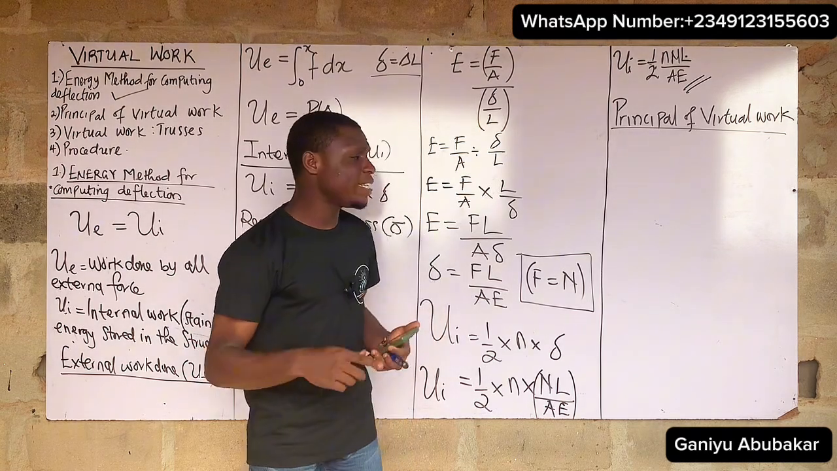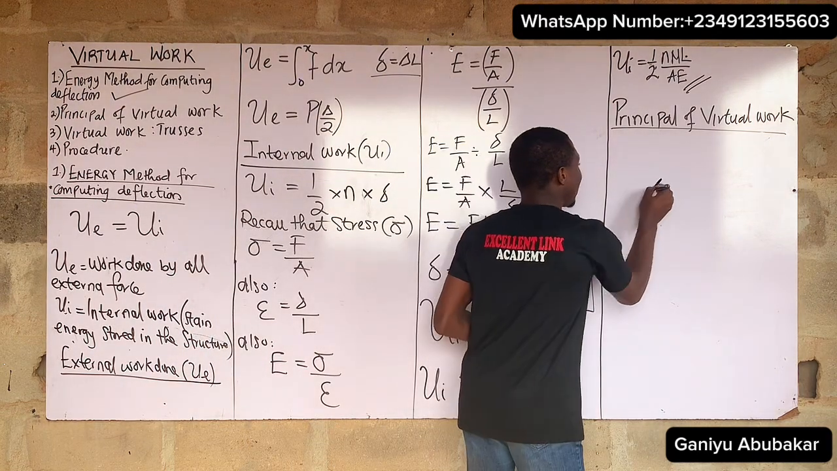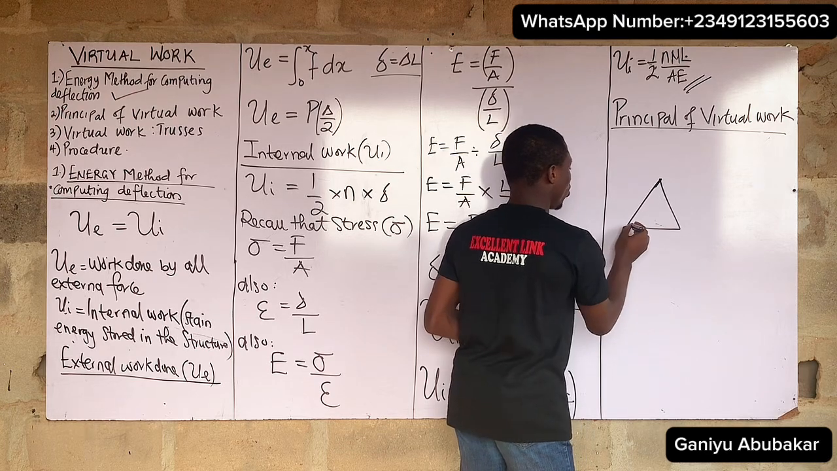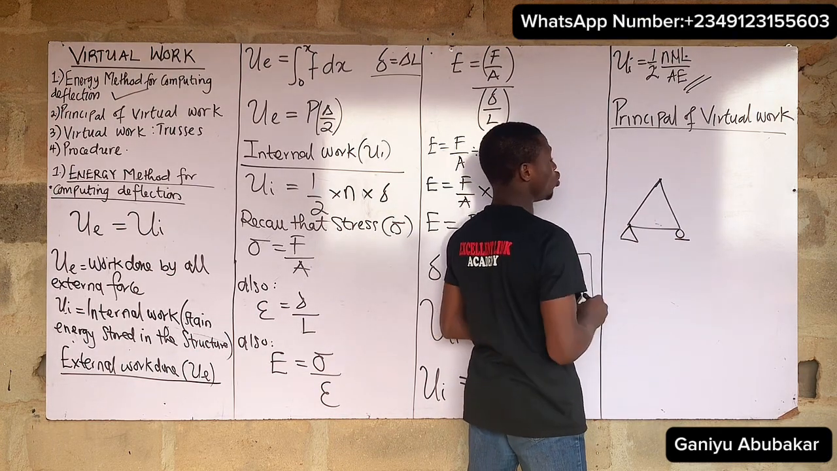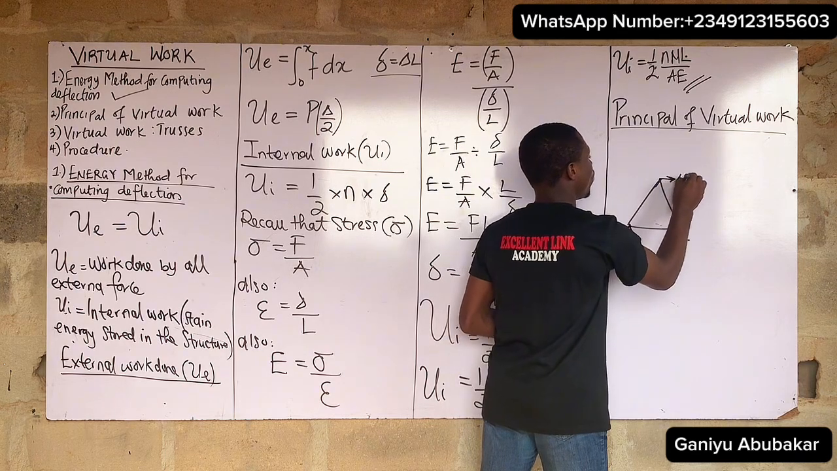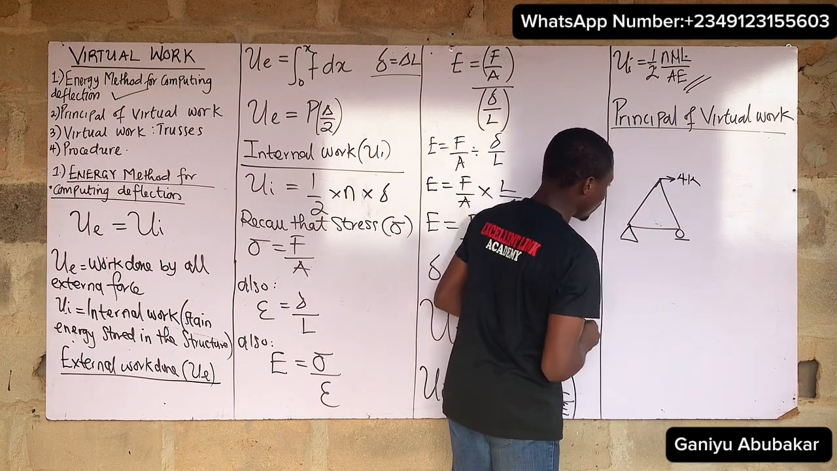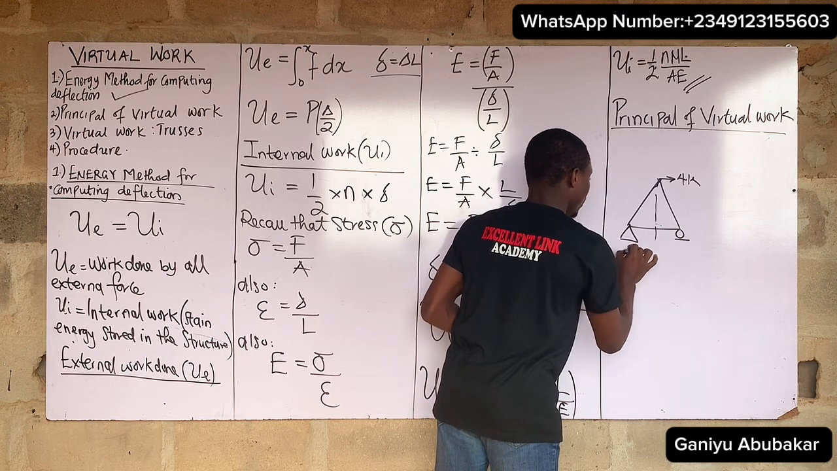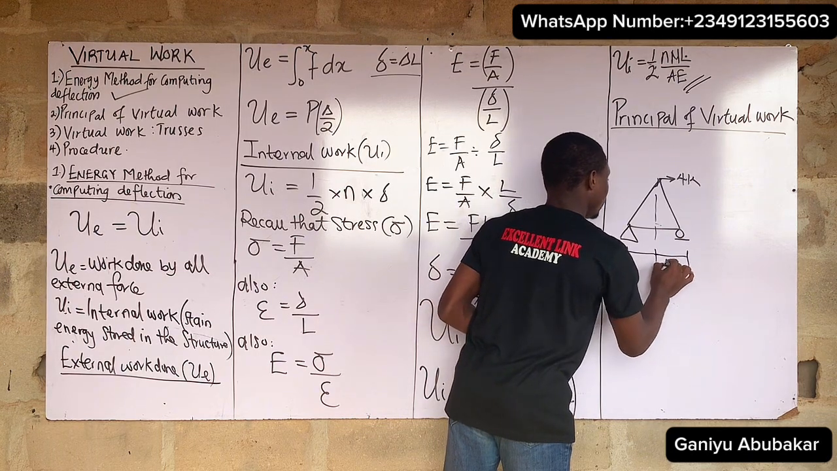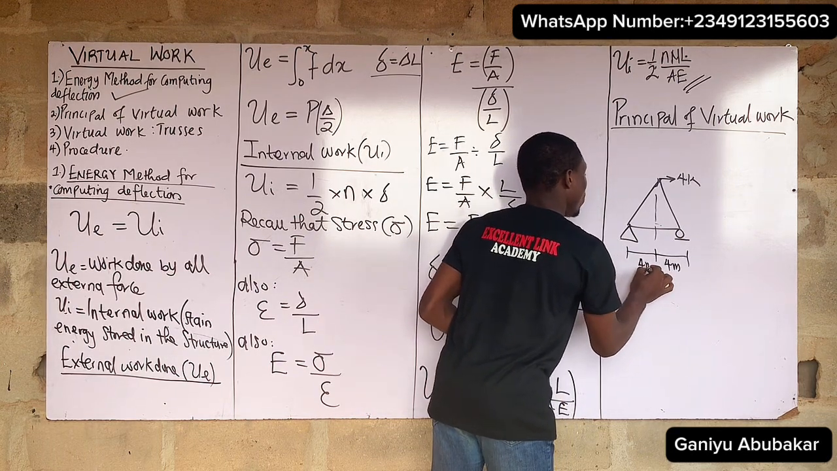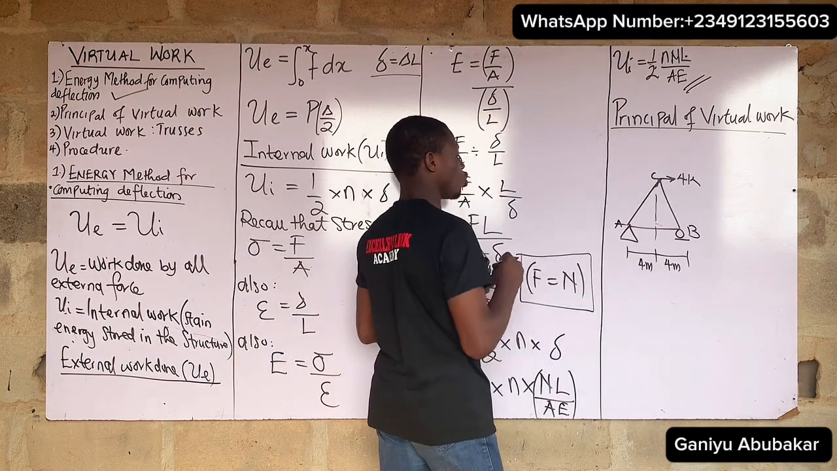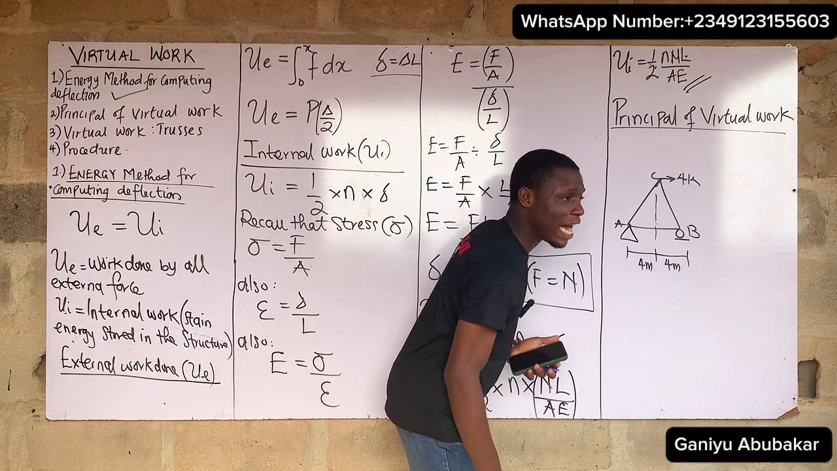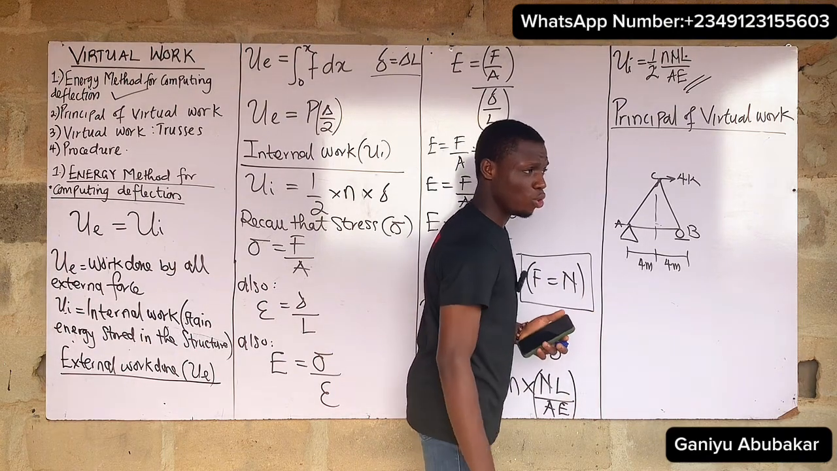So in this case, let's say I have a real diagram. Let's say I have something of this nature. I have here 4 kilonewton. From here to here is 4 meters. This is A, this is B, this is C. Let's say I have this structure here. This one is a real diagram. This is a real structure.